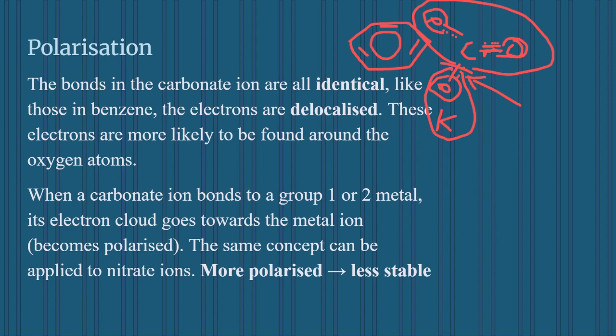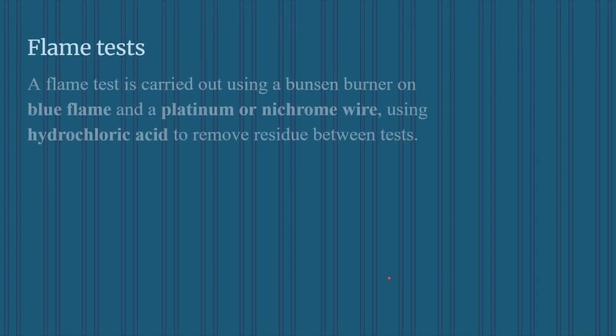So then that will just be way more unstable here, so you can just heat it a tiny bit and then it will decompose. You can see there K2O and CO2. Quite a nice reaction, that. And when a carbonate ion bonds to a group 1 or 2 metal, yep, already said that. And the same concept can be applied to nitrate ions. That's exactly the same, nitrate and carbonate, except it's N. And if more polarized, less stable.